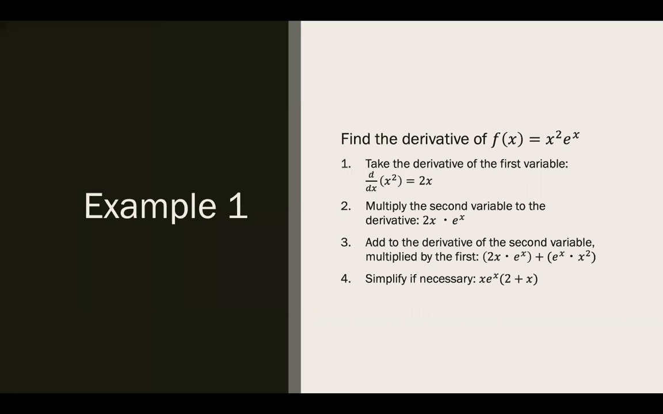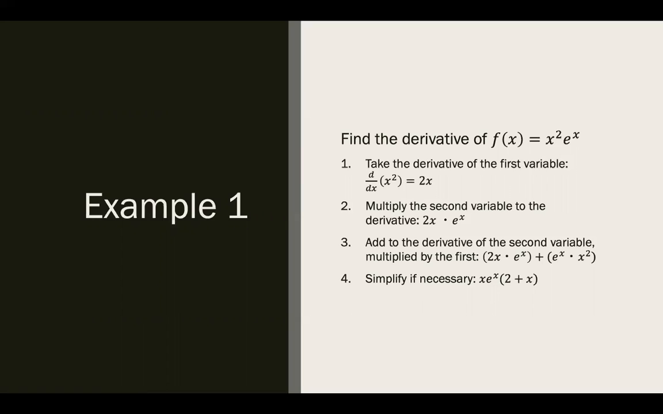The first example is very easy. It's x squared times e to the x. The first step to take the derivative of this function is to take the derivative of the first variable. So x squared, that's pretty easy. The derivative is just going to be 2x, and then you're going to multiply that by the second variable, the original function, which is e to the x. And then you're going to add that to the derivative of the second variable multiplied by the first one. So the derivative of e to the x is just e to the x, and you're going to multiply that by x squared, which is the original.